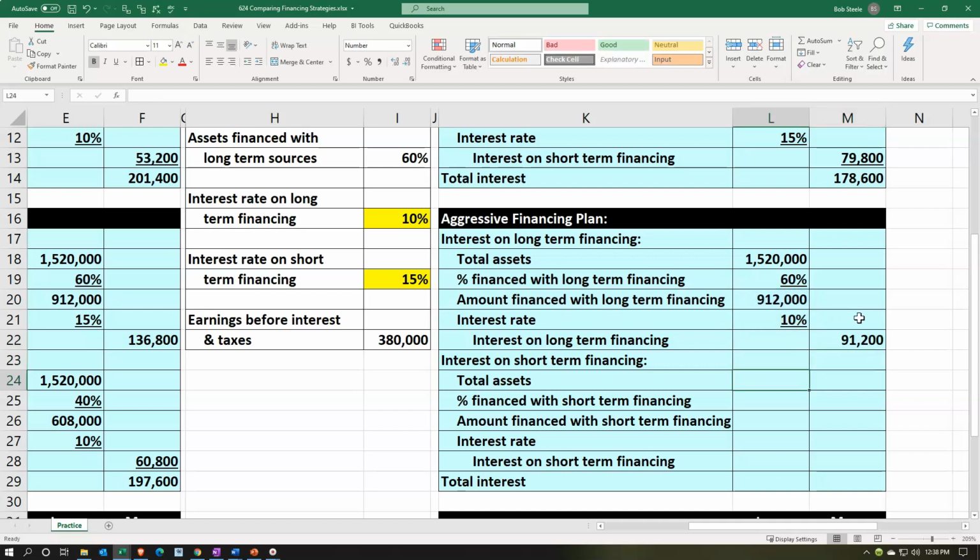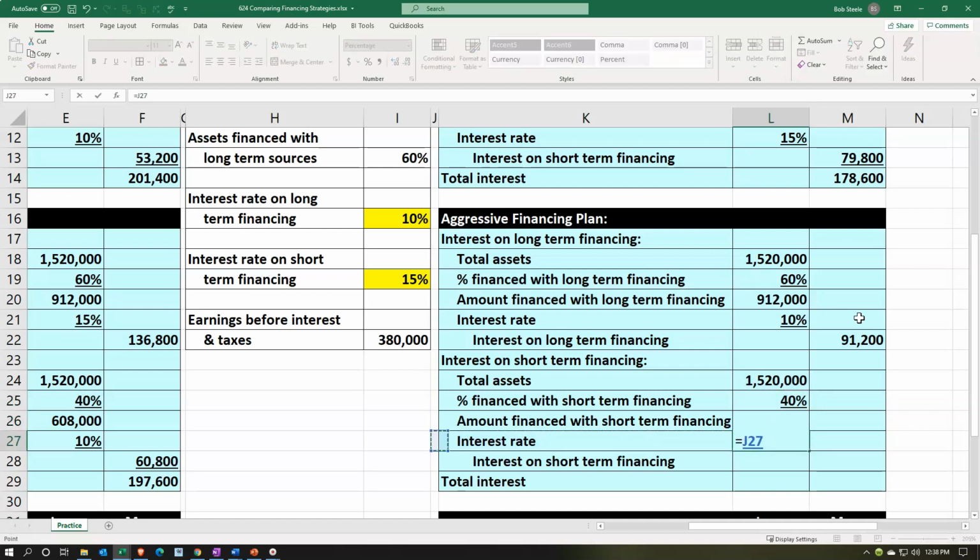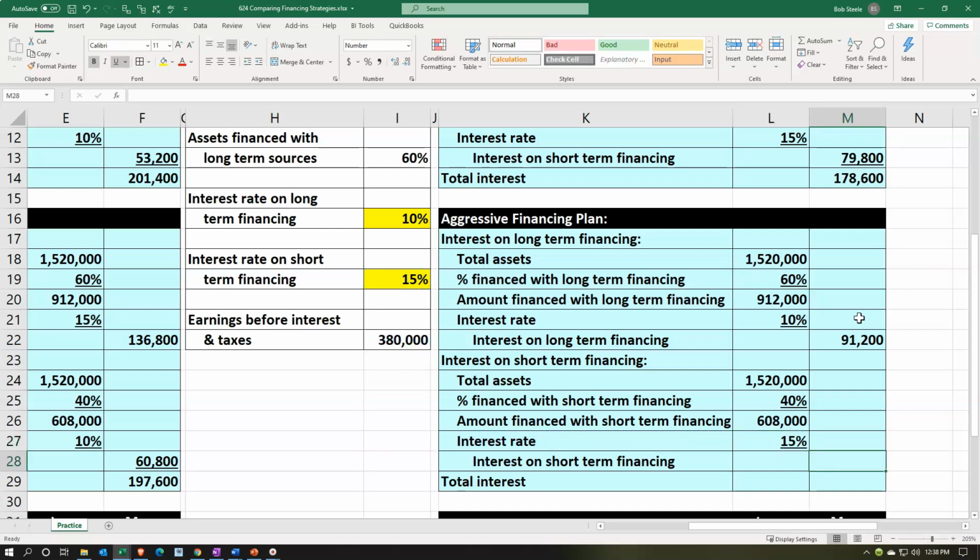Same thing on down below. The total assets are going to be the 1,520,000. The percent is still going to be the 40%. Multiplying this out, this equals the 1,520,000 times the 40%. The rate now is the thing that has changed. It's now going to be the 15% because the flip has flopped. And we're going to say that this is going to be equal to the 608 times the 15%.